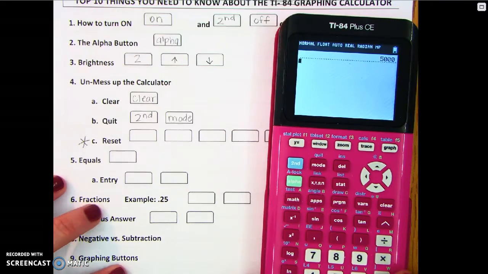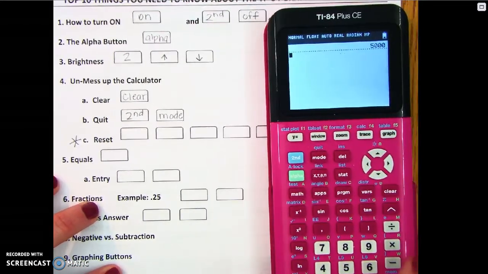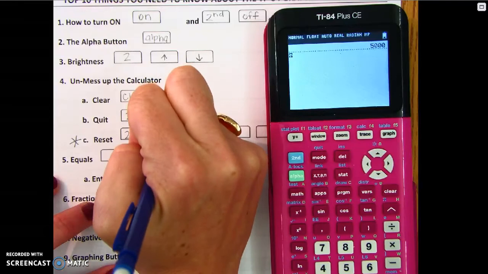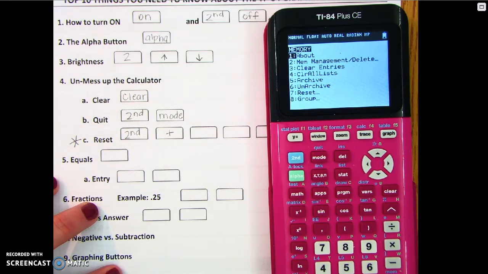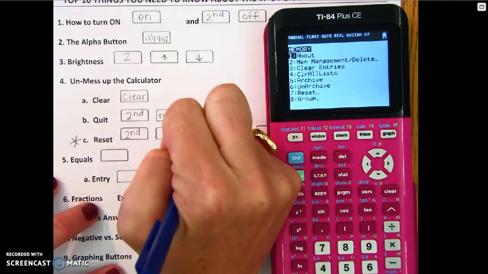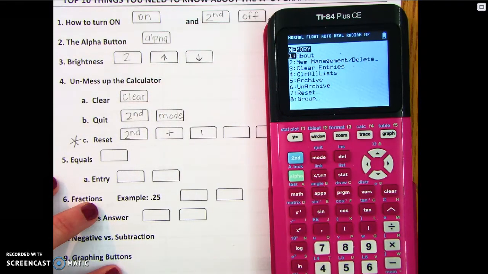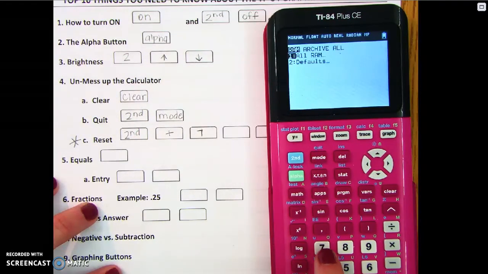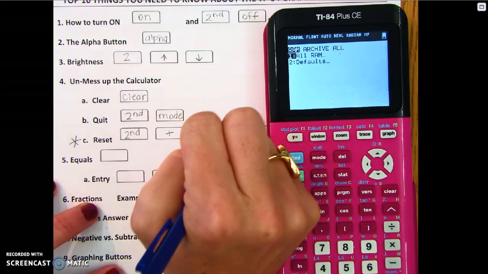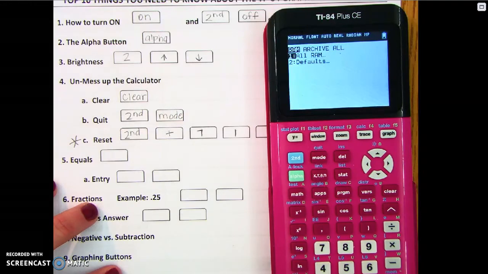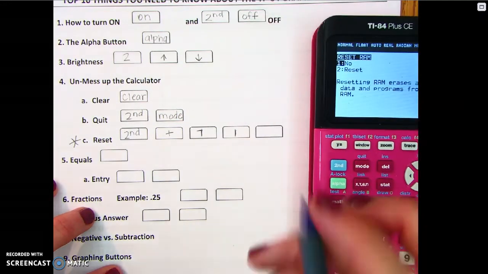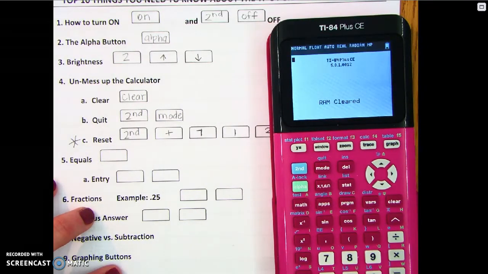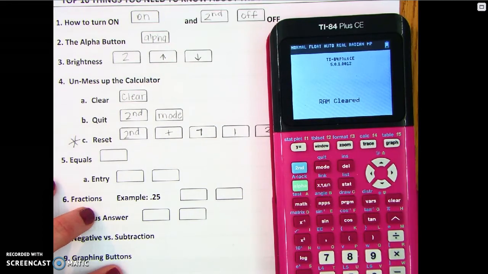To reset your calculator, which you'll have to do before the EOC for sure, you hit the second button, the plus sign, because notice above the plus sign it says mem for memory. Then second plus number 7 for reset. You can just press number 7 or you can scroll down. Number 1, because I want to reset all RAM, so you can just press enter at this point. And then number 2, because yes, I'm sure that I want to reset the calculator. If you've reset it, you should get this screen that says RAM cleared.